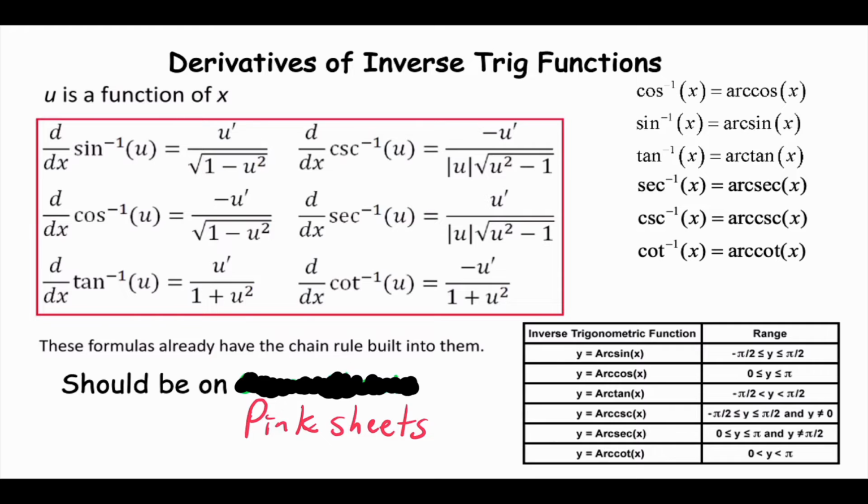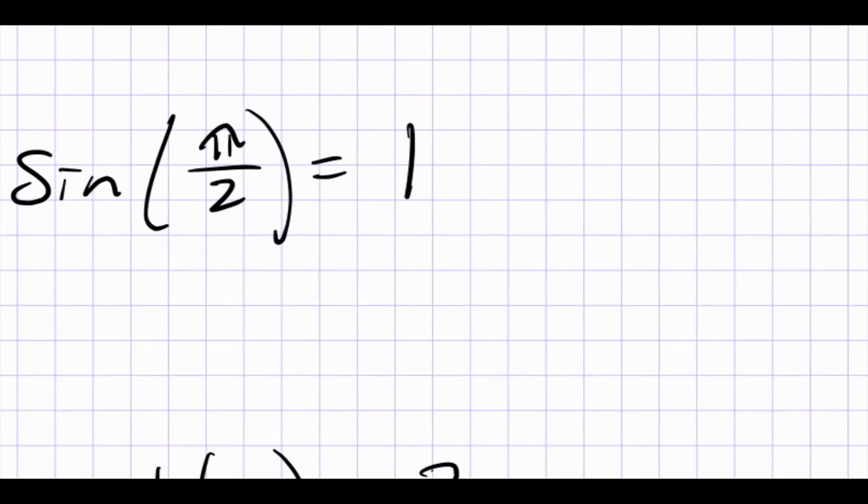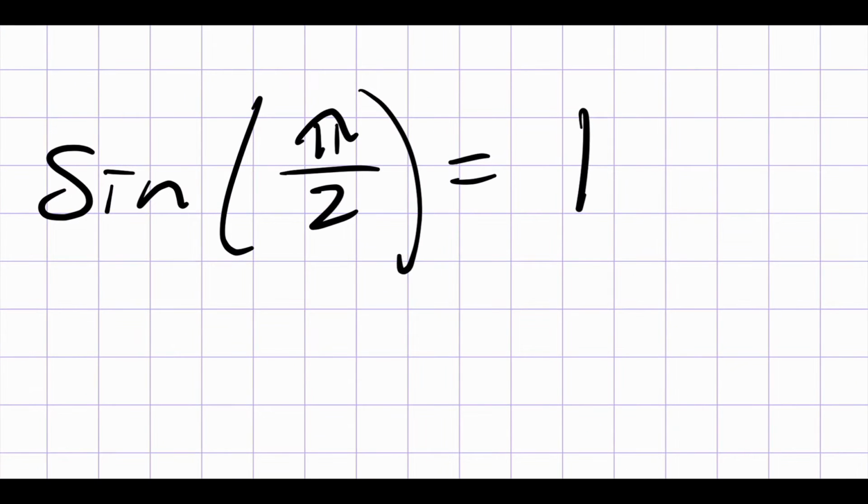Well, here I'll give you an example. Sine at pi over 2. Sine at pi over 2 is 1. It's on your sheets. It's true. Sine of pi over 2 is 1. That's what a normal trig question asks. So what does an inverse trig ask? Inverse trig swaps these two.